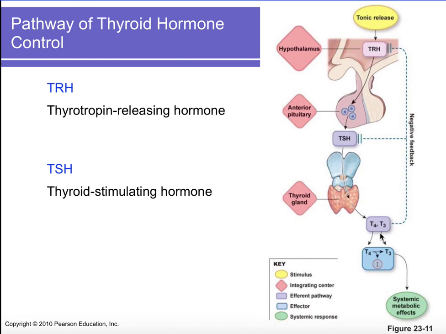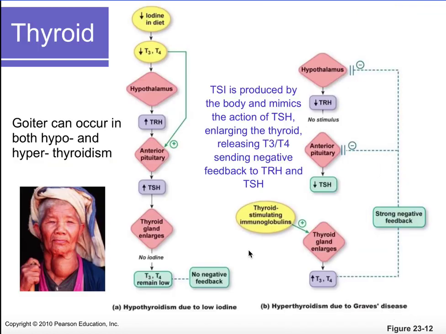Remember, it gets released as T4 and T3, but the T4 will lose an iodine and turn into T3, which is our main thyroid hormone.